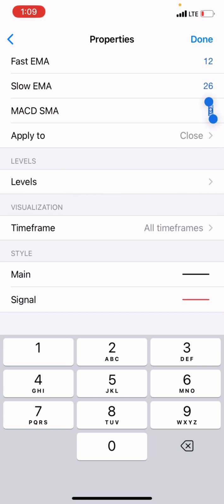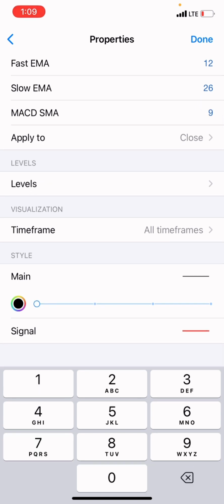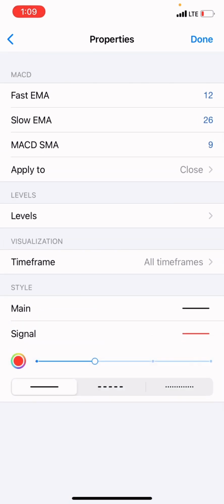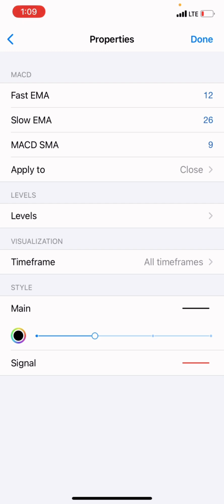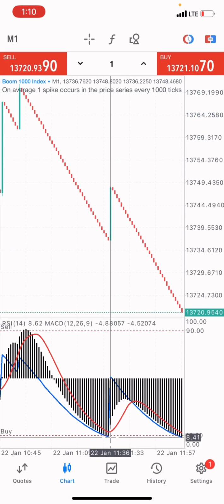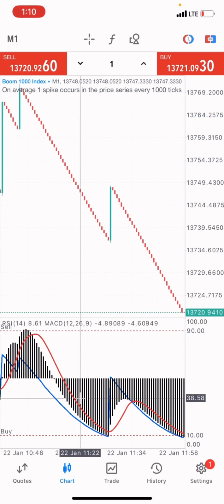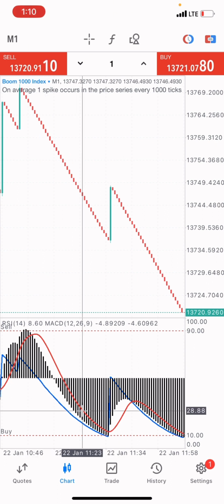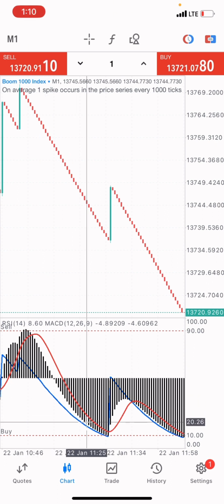You don't add the levels on the MACD, but we're going to set the style on the main and the signal. The color for the main should be black, while you put it on 2 pixel. The signal should be red, on 2 pixel with a straight line pattern right here. Then the main should be the way it is as you are seeing it right here. Then you click on done. So these are the two indicators. You can see that the indicators are so clean and perfect.